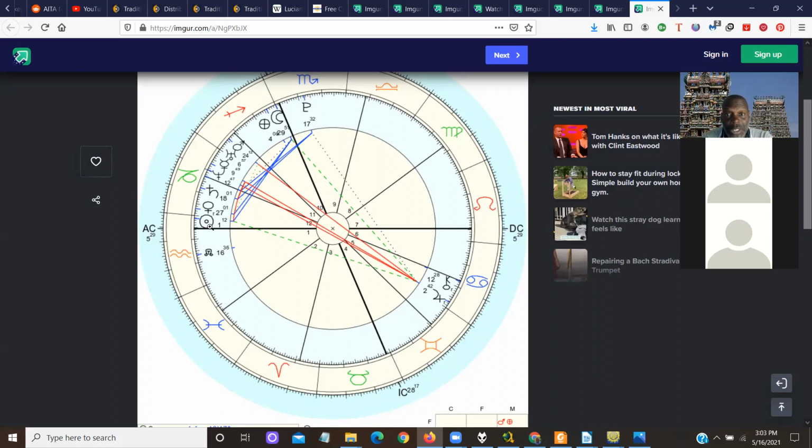Now, looking at Mercury, the first thing we'd want to do is look at Mercury and its position. Generally, I don't use outer planets, but when it looks like this, we can't pretend they're not there. So this Mercury is besieged between Uranus and Neptune. So we've got some stuff. So the mental process is going through some stuff. Let's put it that way.